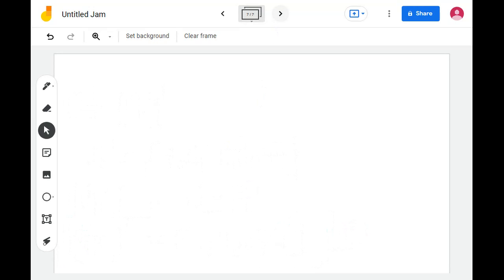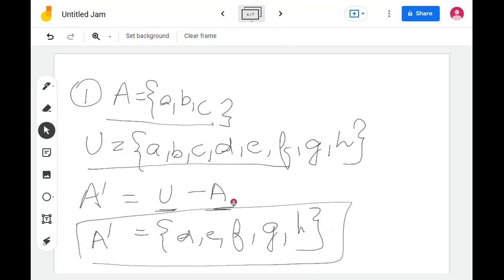So now we are shifting to question number 2. Just a second. Minus of A. A complement is equal to universal minus of A. Universal was A B C D E F G H and minus of A is A B C. So the complement comes out to D E F G H. This is the answer. I hope you got it.